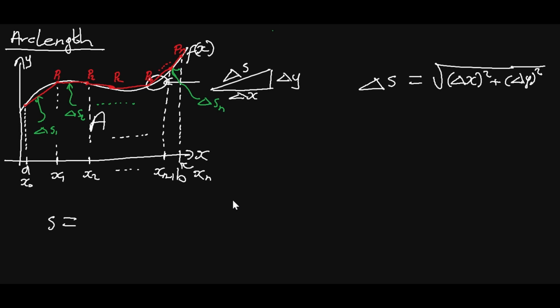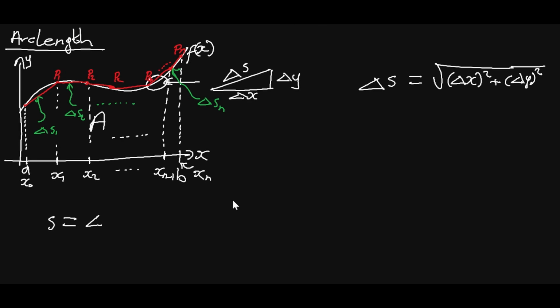So this is what we get. And all of these delta S values, delta S1 up to delta Sn, they all share this one representation here. They are actually given in terms of the Pythagoras theorem. Since we want to find this length from A up to B, we have to sum these delta S values. So let us do that.